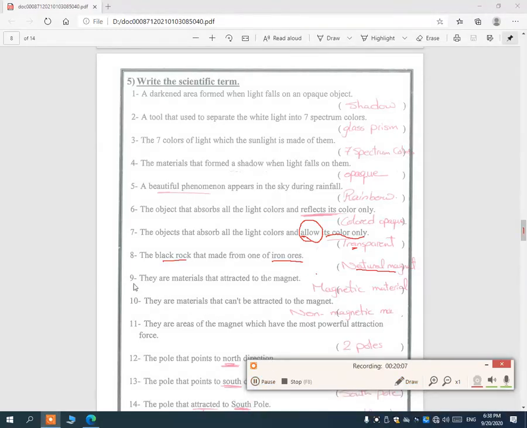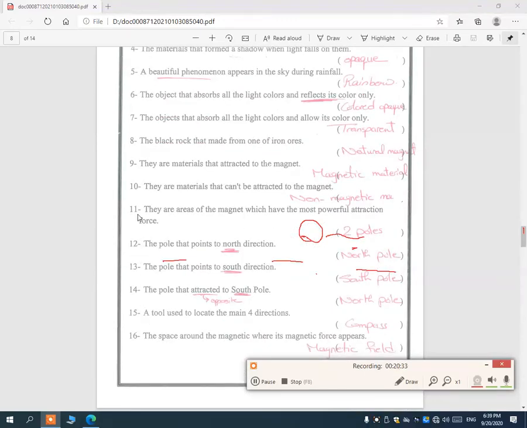Number 9: What are the materials attracted to the magnet? Magnetic materials. Number 10: What are the materials that cannot be attracted to the magnet? Non-magnetic materials.